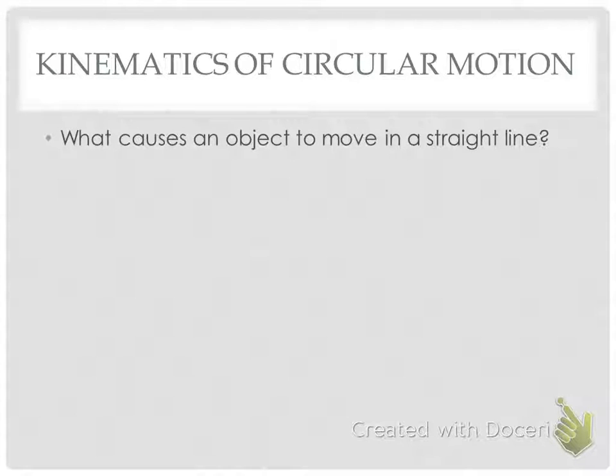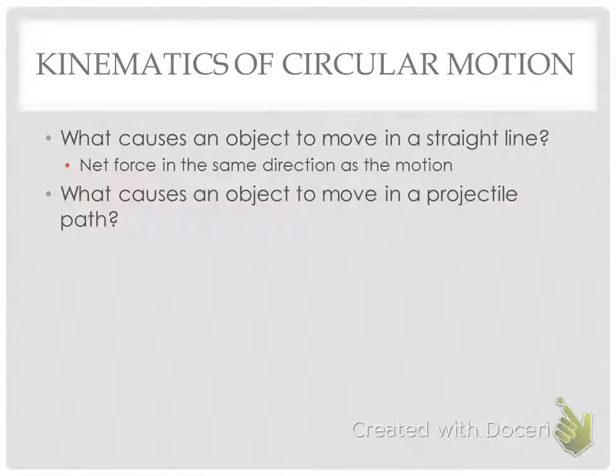If I have an object that's moving in a straight line, what has to have happened for that object to be moving in a straight line? Yes, something has to make it move. What's that called? A force. Good. So if I have an object moving in a straight line, that means my net force is in the same direction as my motion, most of the time. I've got some applied force that's making that object move in that direction. So my net force has to be in that direction to get it to move in a straight line.